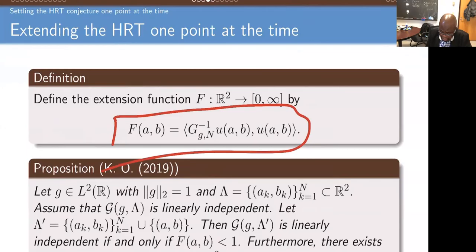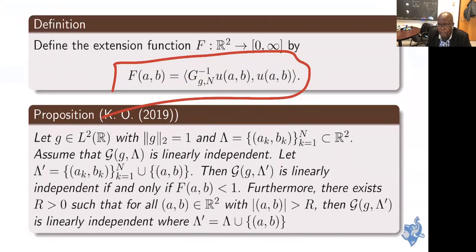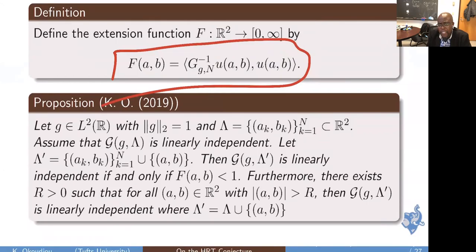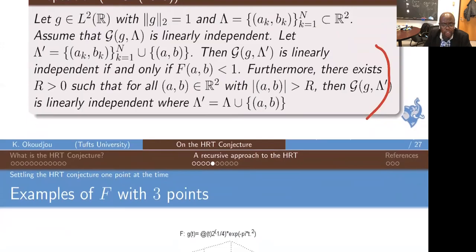It's non-negative, and it takes only values between 0 and 1 because of a normalization of g that I give. And you can prove that the function is uniformly continuous, and it goes to 0 at infinity. What that gives you is that checking that the HRT conjecture is true for this new point A and B becomes a local problem, in the sense that because the function goes to 0 at infinity, I can reduce my search to a big ball around the origin. That's what this statement tells you over here. It's not too complicated to prove this result about this function. There are other interesting facts about the function, but I'm not going to go into them.